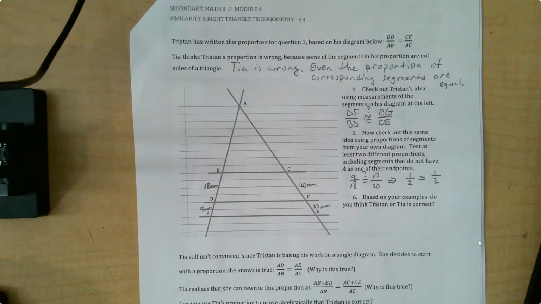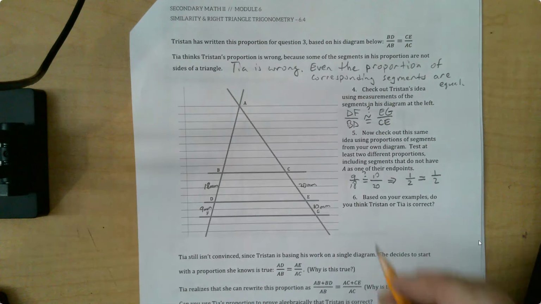I also just found the scale factor, by the way. To go from the large side to the small side, you would multiply by 1/2. To go from the small side to the large side, you have to flip everything over and you would multiply by 2.